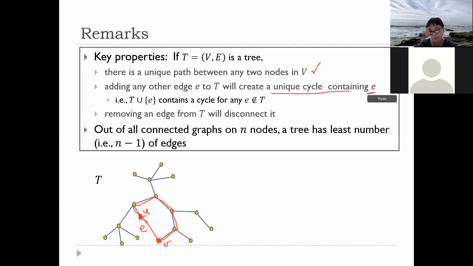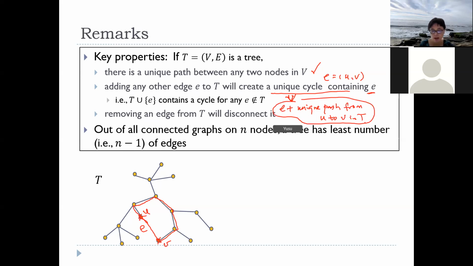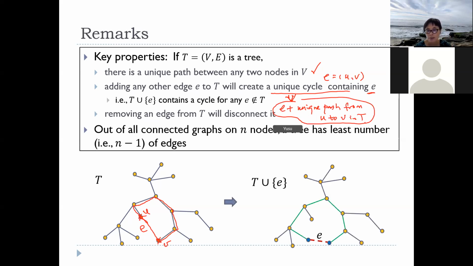So the cycle equals E plus the unique path. Let's say E equals UV, then the cycle is E plus the unique path from U to V in the tree. Here's another example: if I added this edge E, then the unique path between its endpoints is the green path, and the cycle is the green path plus this red edge.